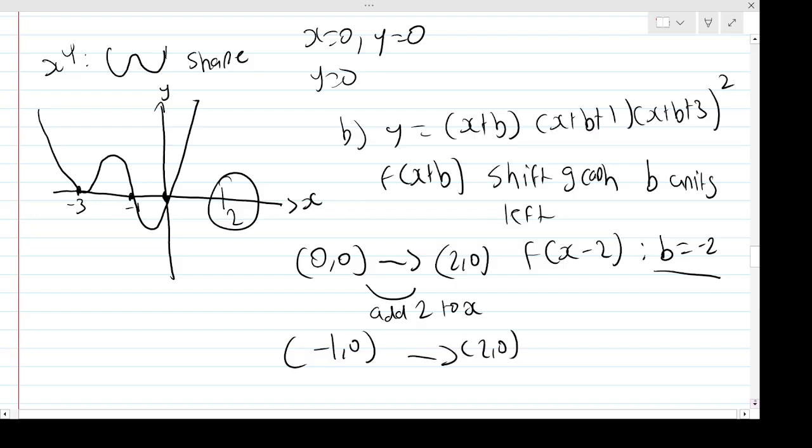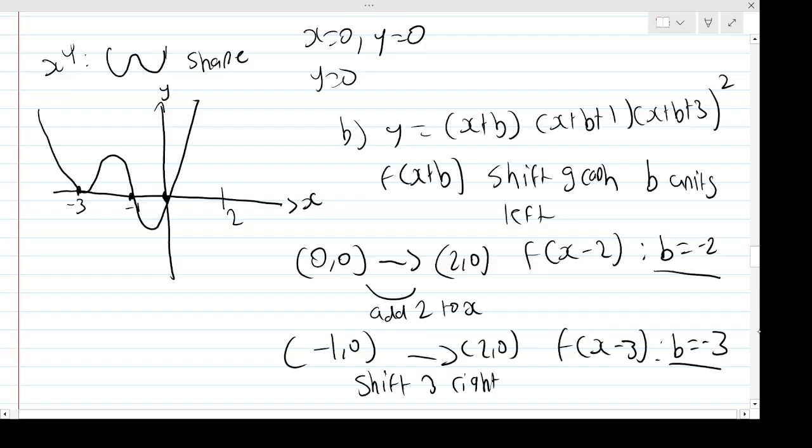Hopefully, if you visualise it, you can spot that I'm going to need to shift 3 units to the right. But if I want to move 3 to the right, I need to add 3 to get from minus 1 to 2. Then I need to do the opposite in my function. So x minus 3 is what I want to say shift 3 to the right, to add 3 on. So in this case, b would be minus 3.